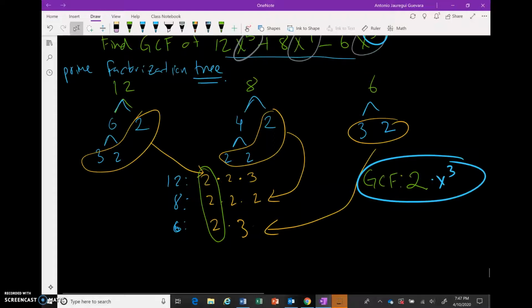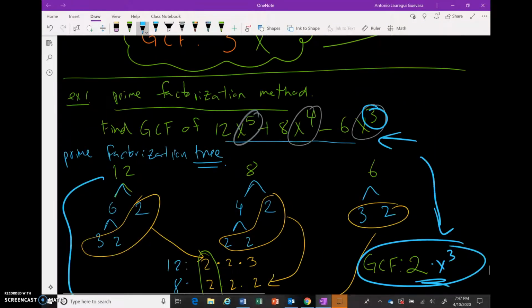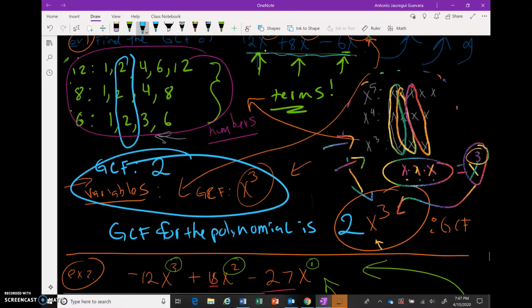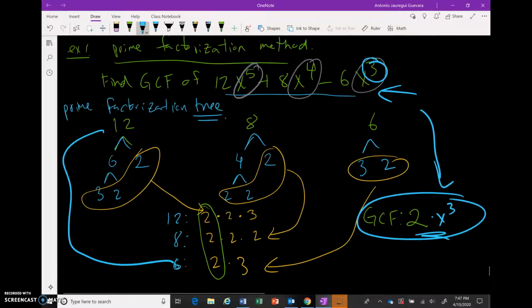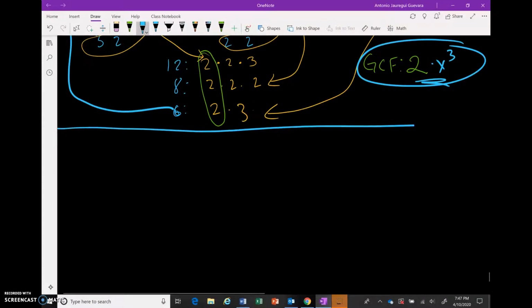Later, I do want you guys to not really even do all of this, just go directly from this all the way to this, okay? But bottom line is you still get greatest common factor is 2x to the power of 3, which is what we got on example number 1, okay? So you guys can do it whichever way you want. I really don't care.